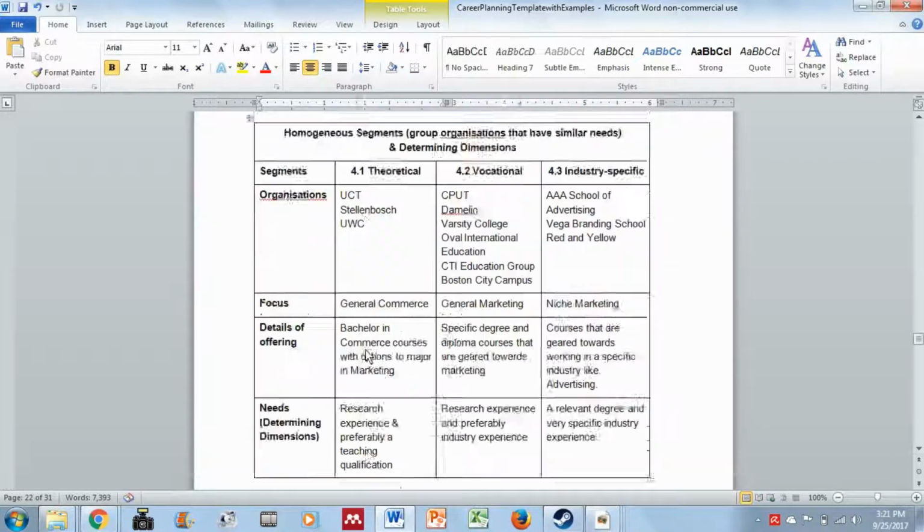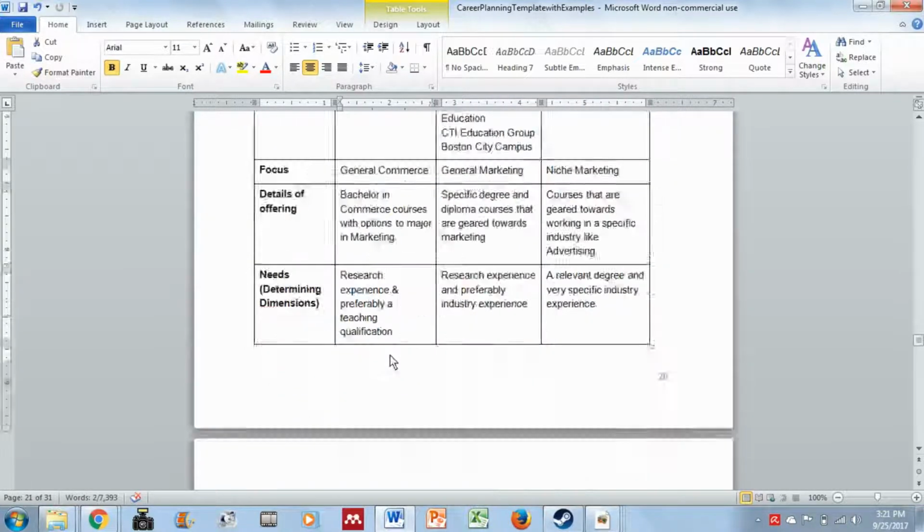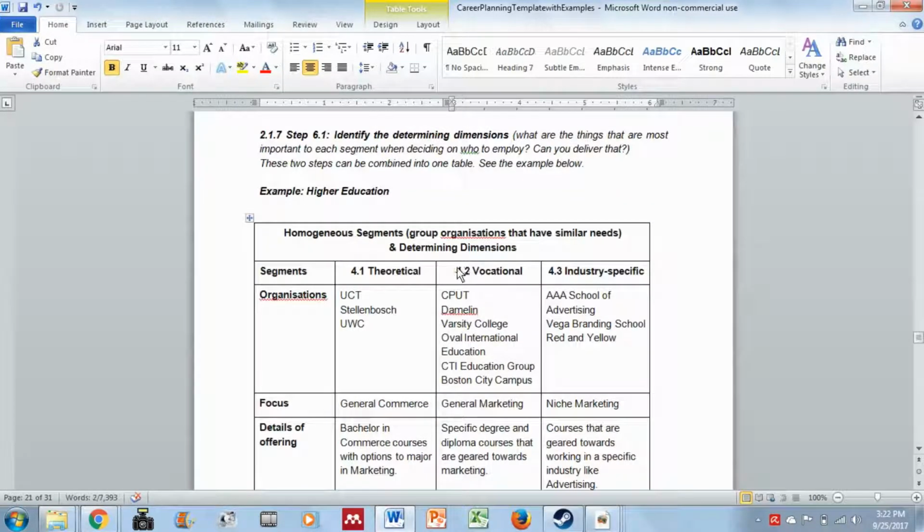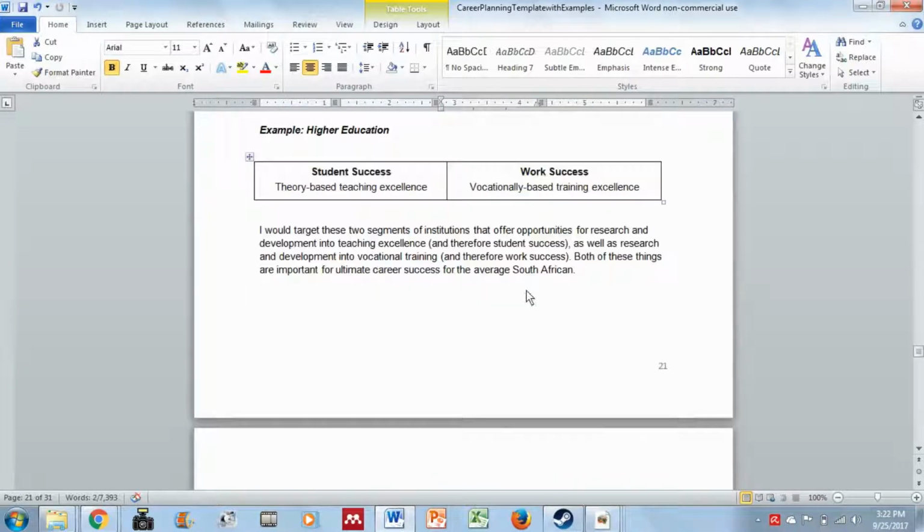I call this one student success, and I say it's theory-based teaching excellence. That's that segment. I've given them the name student success. And then that one, work success. That's this one. I call them work success. And they focus on vocationally based training excellence. Those are the 2 that I'm going to target.